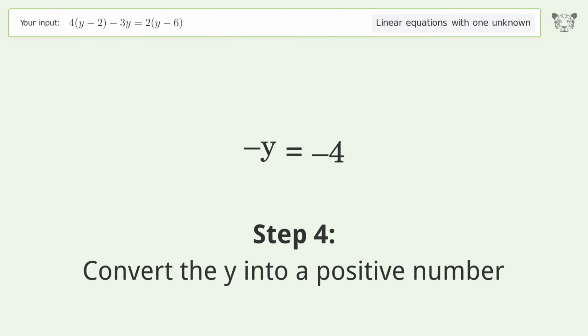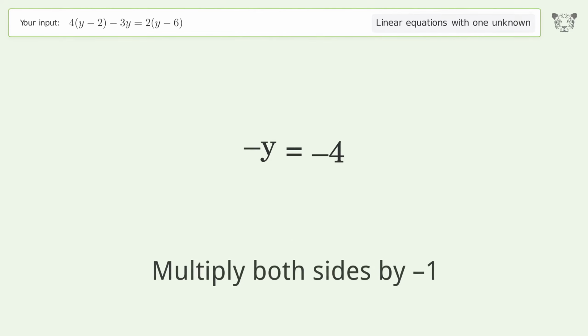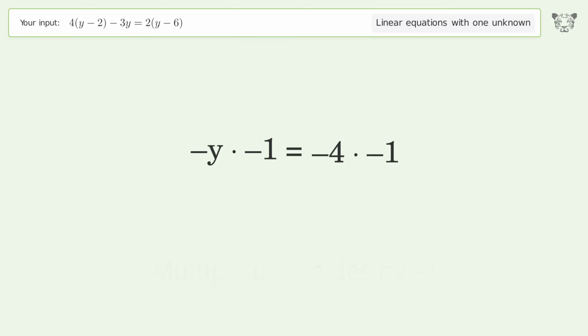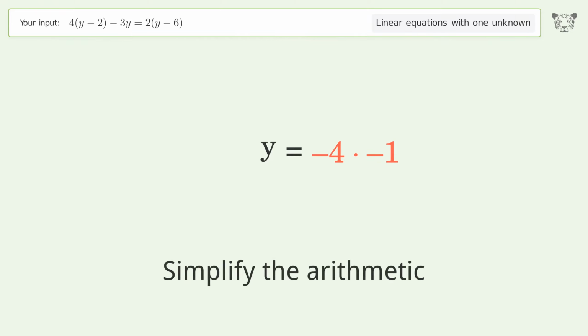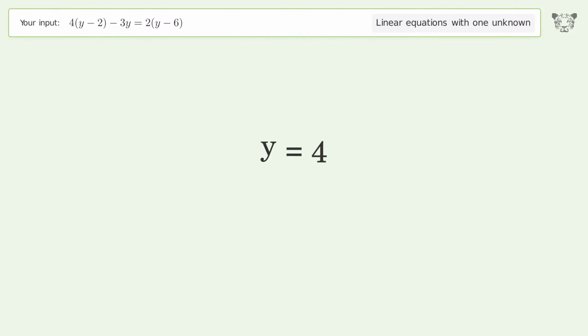Convert the y into a positive number. Multiply both sides by -1. Remove the ones. Simplify the arithmetic. And so the final result is y equals 4.